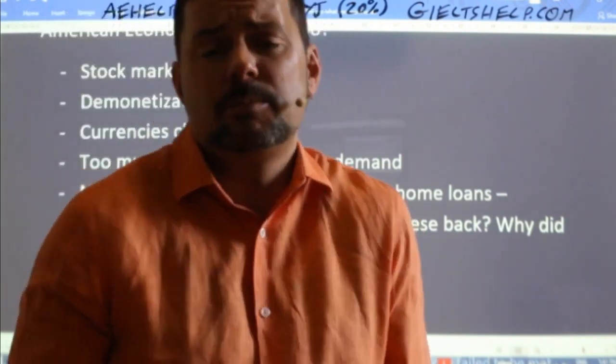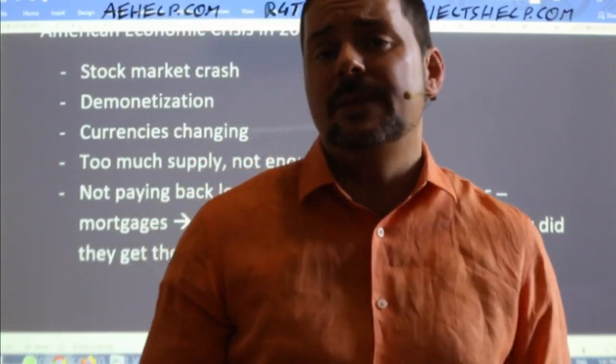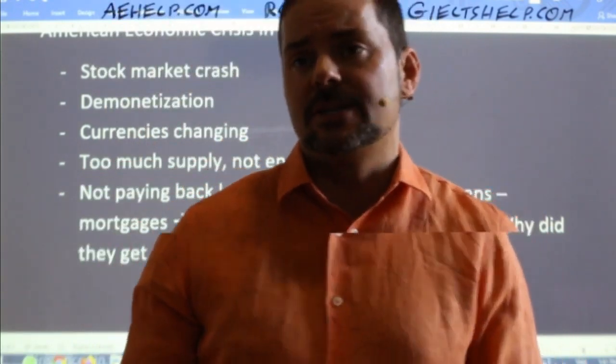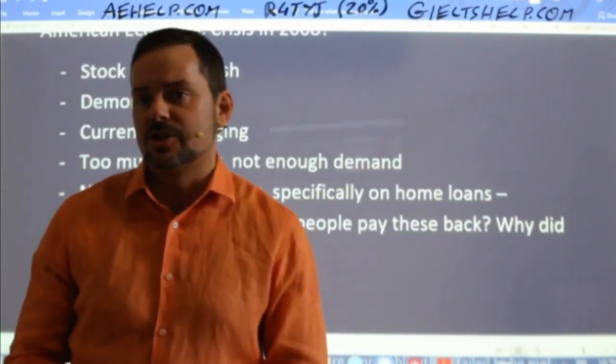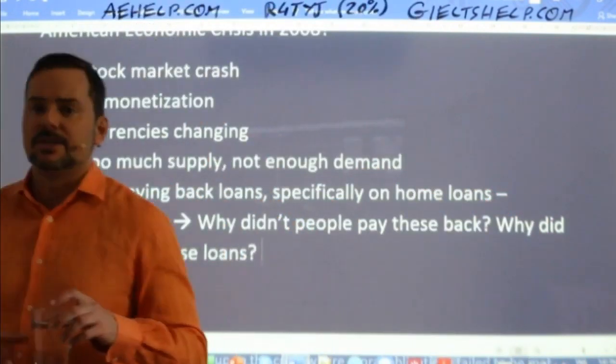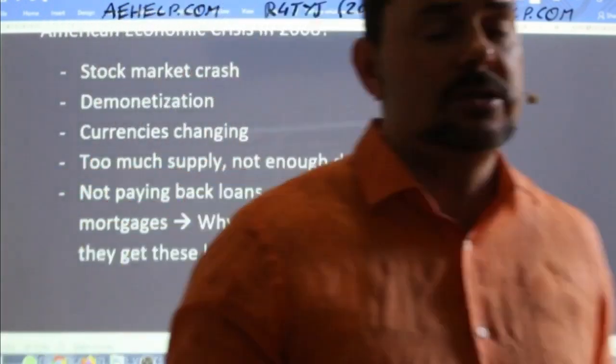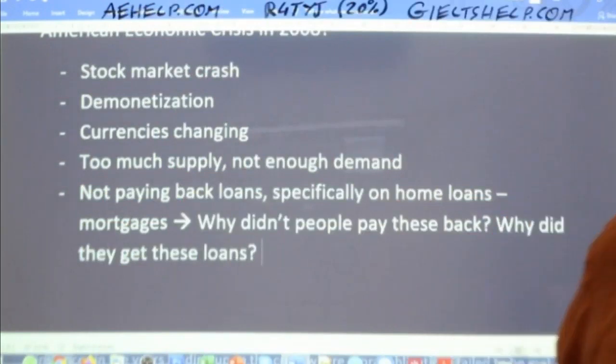So why wouldn't a person pay back the loan on their homes? And why would they get a loan in the first place? Okay, so think about those questions. What do you think? So what do you think happened in the US? Was it simply people just didn't want to pay back the loans? Or was it another reason? And then how did they even get these loans?